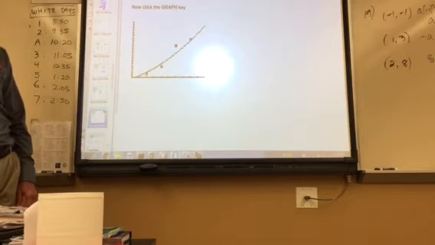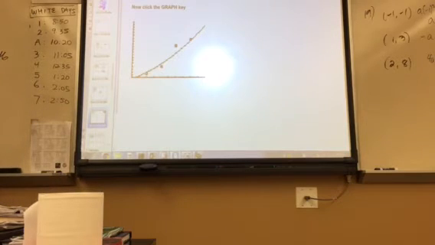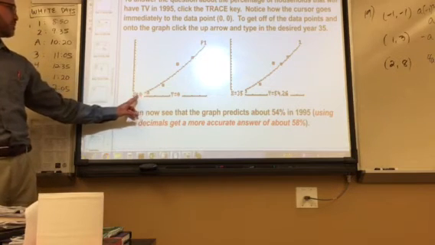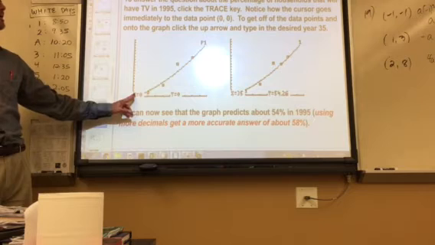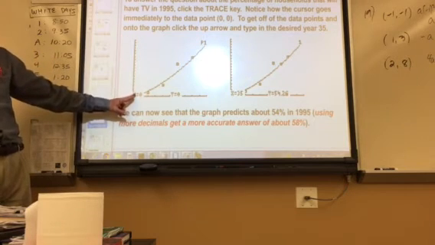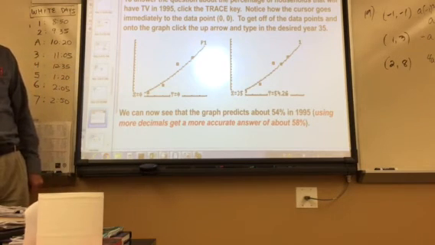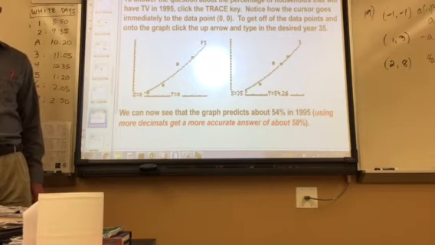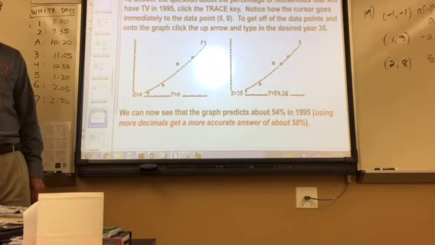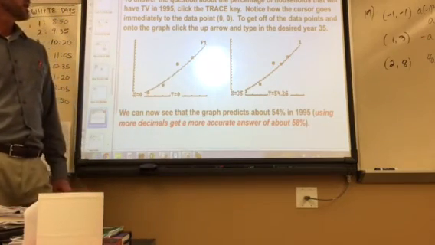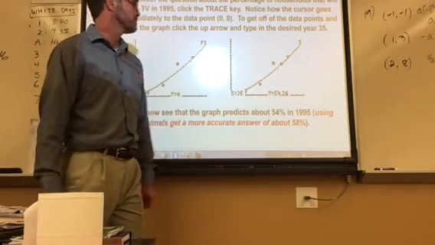And this leads to the final question on the problem: how do we find what was going on in 1995? So we hit the trace key, and it will go right to the data point (0, 0) here at the origin. So to get off the data point and onto the graph, we have to click the up arrow. After we do that, in the trace menu, we can type in any year we want to. If we type in 35, you'll see how it goes in immediately for x. Hit enter, and it'll show you the y value of 54.